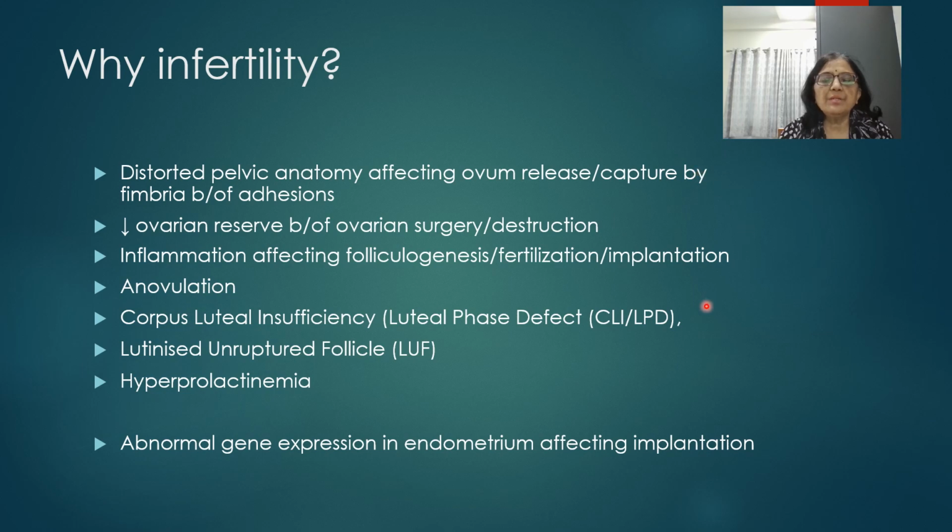So at many levels, this disease is playing a role. It's not only the problem of ovum pickup, but even folliculogenesis, fertilization, implantation, corpus luteal insufficiency, luteinized unruptured follicle, associated hyperprolactinemia, and the endometrium itself not being receptive for implantation because of the abnormal gene expression which is seen in patients of endometriosis.